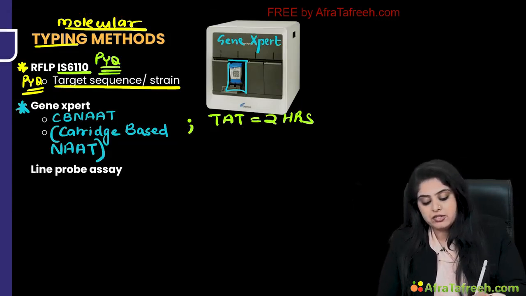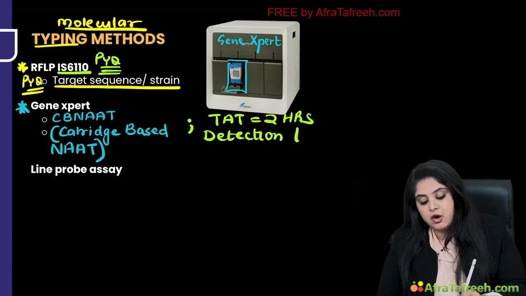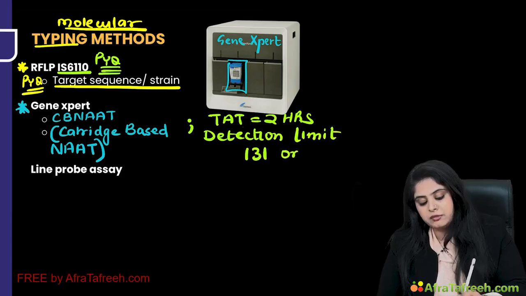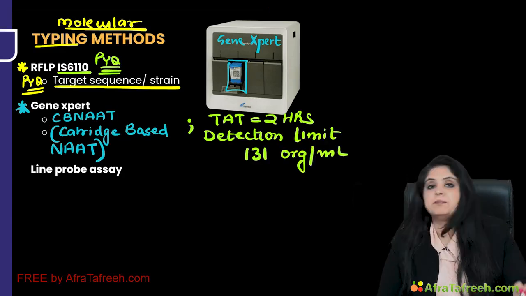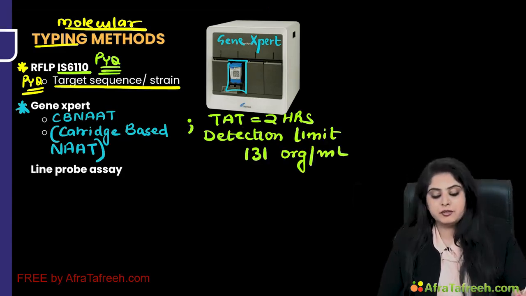What are the other advantages? What is the sensitivity? Or if someone asks you what is the detection limit of GeneXpert that you have, and that is 131 organisms present per ml of the sample.